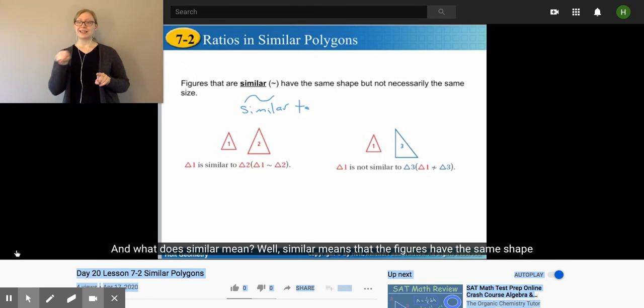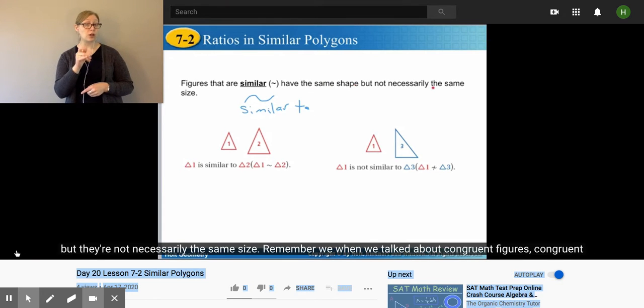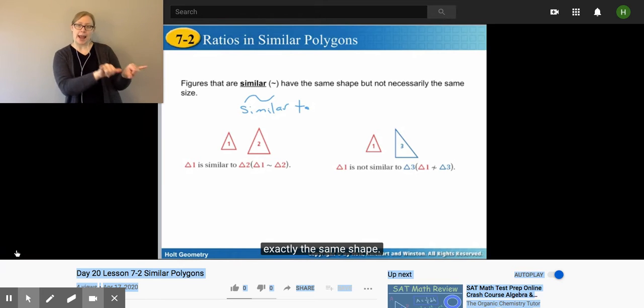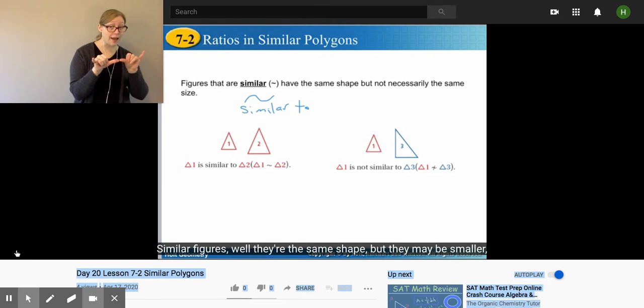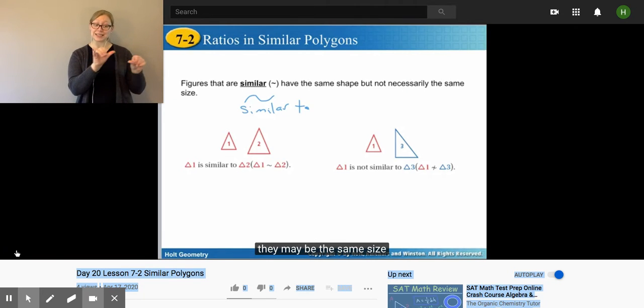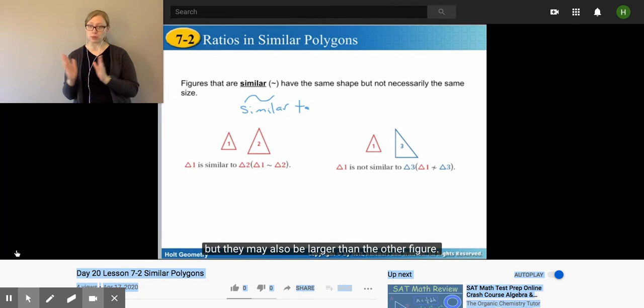And what does similar mean? Well, similar means that the figures have the same shape, but they're not necessarily the same size. Remember, when we talked about congruent figures, congruent shapes have exactly the same size, exactly the same shape. Similar figures, well, they're the same shape, but they may be smaller. They may be the same size, but they may also be larger than the other figure.